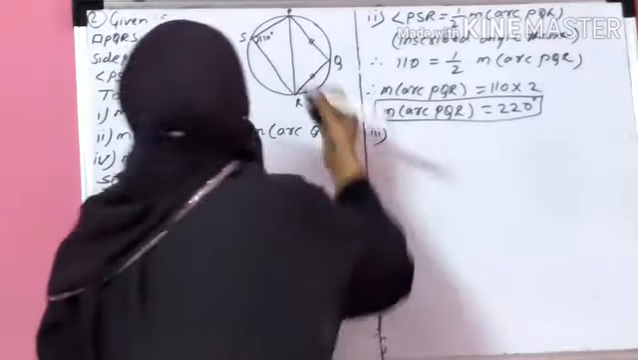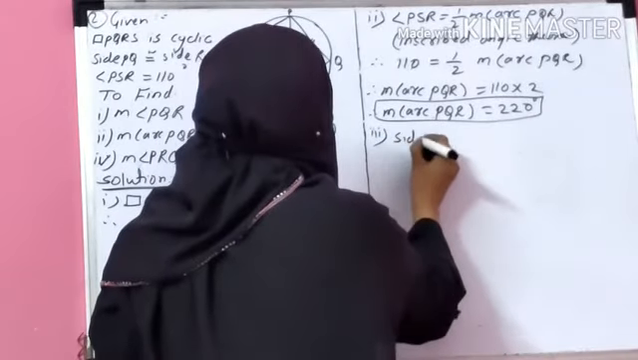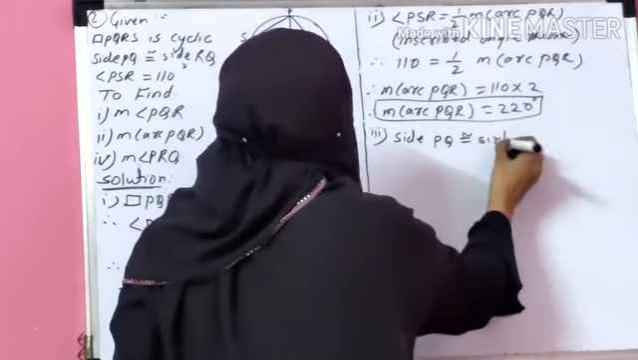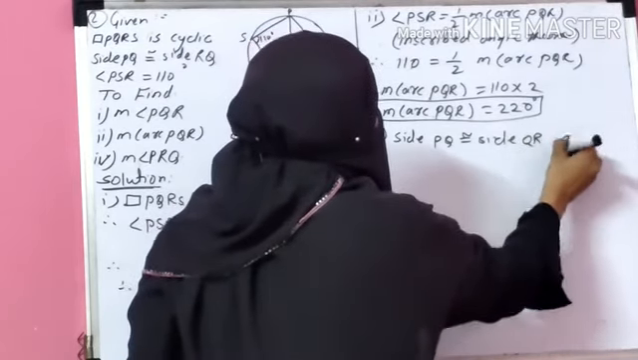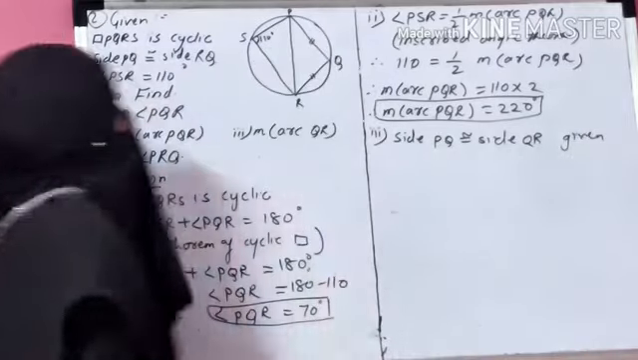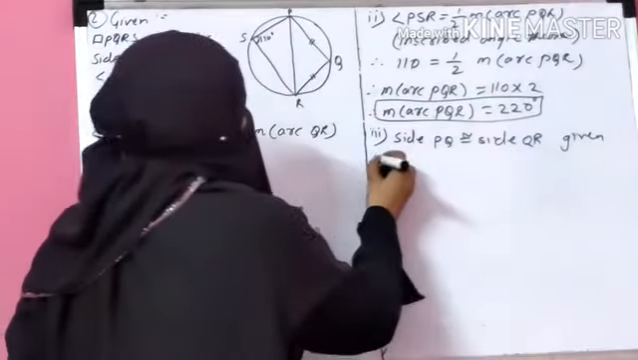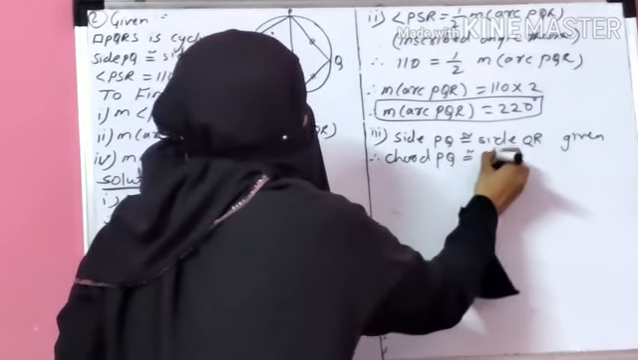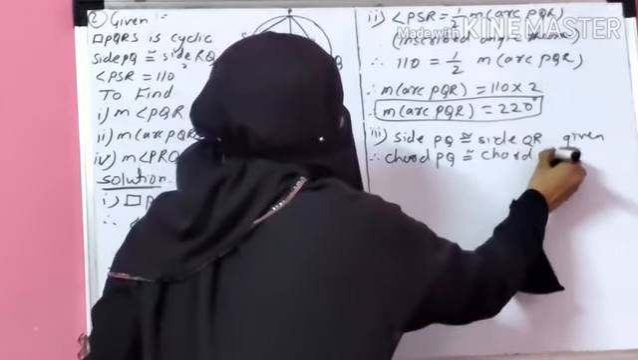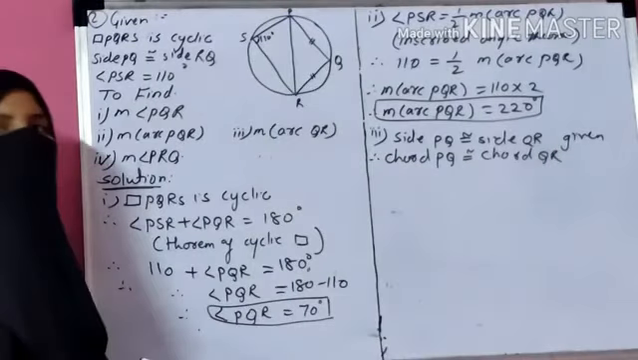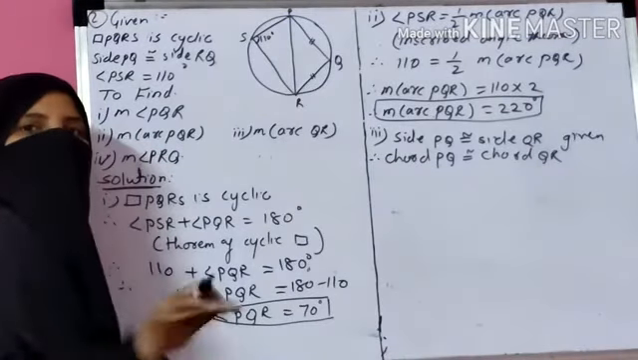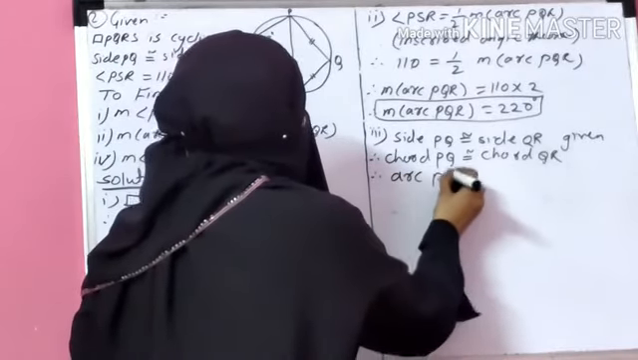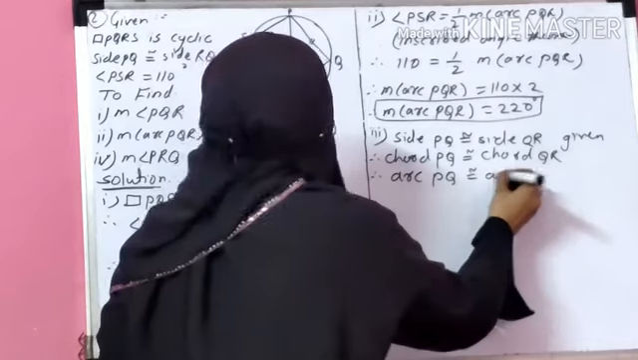Okay. So given here, side PQ is congruent to side QR. The sides of a triangle are nothing but chords of the circle. So therefore, chord PQ is congruent to chord QR. If two chords of a circle are congruent, then their corresponding arcs are congruent. So therefore, arc PQ is congruent to arc QR.